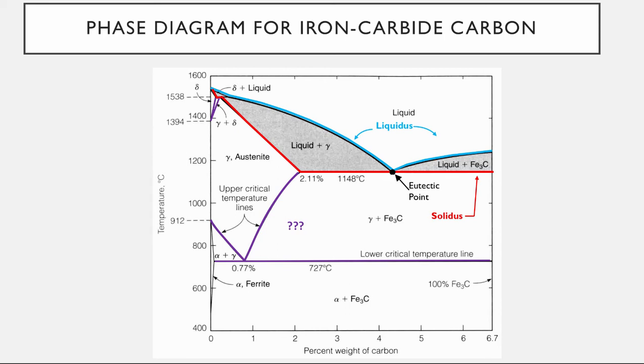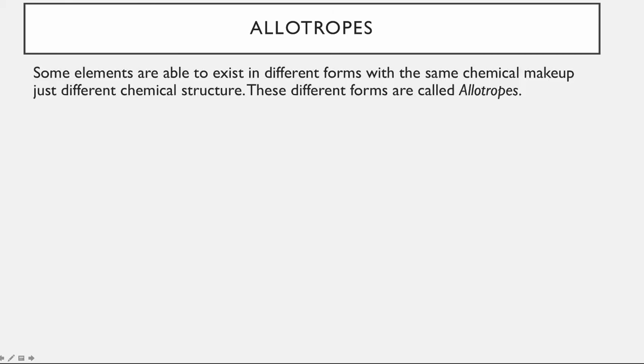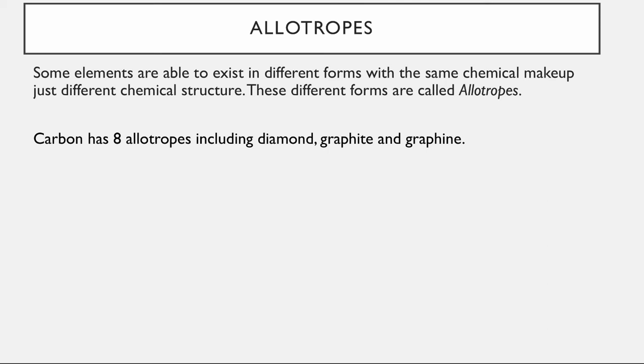Well, to understand this, we have to introduce the idea of allotropes. So some elements are able to exist in different forms, even though they have the exact same chemical makeup. It's just they have a different chemical structure, right? And all the different forms are called allotropes. So what we mean by this is carbon. Carbon is the perfect example for this. Carbon has 8 different allotropes.